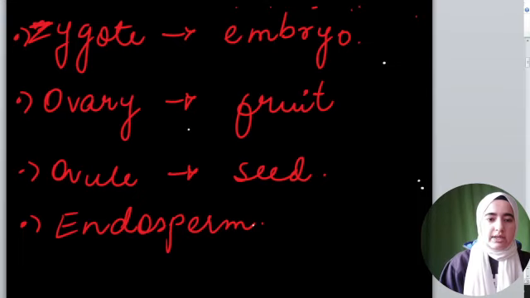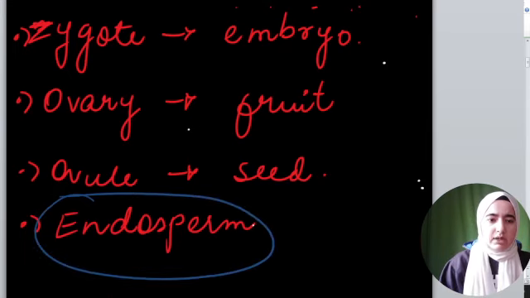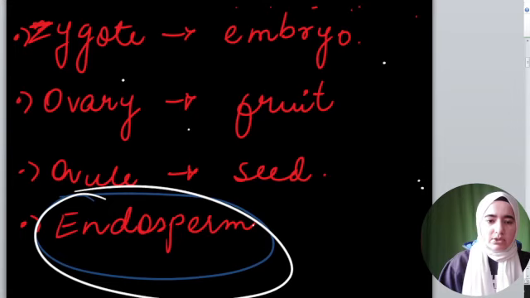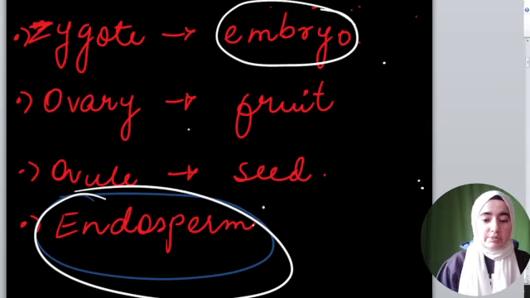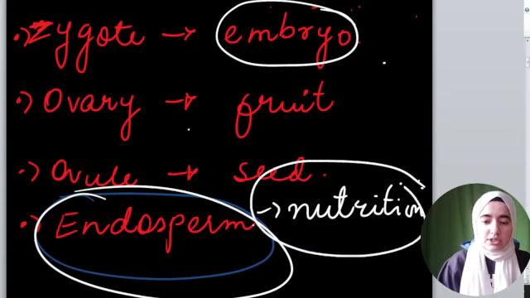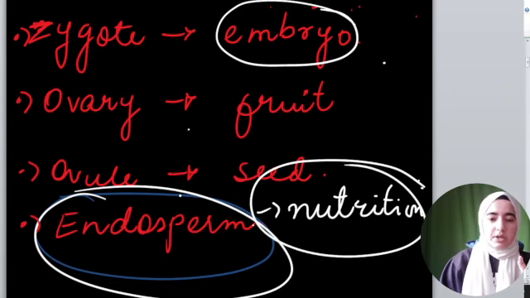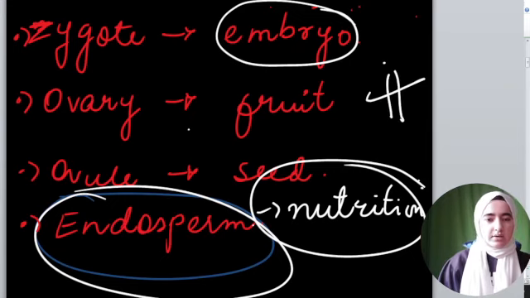And please remember, endosperm development will precede embryo development. Why? Because endosperm has to provide nutrition to the young embryo. Since it has to provide nutrition, it has to develop before the embryo, so that once the embryo starts developing, it can easily provide nutrition to the growing embryo. I hope this concept is clear.